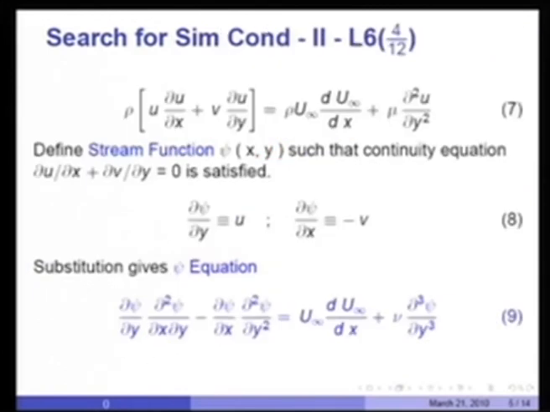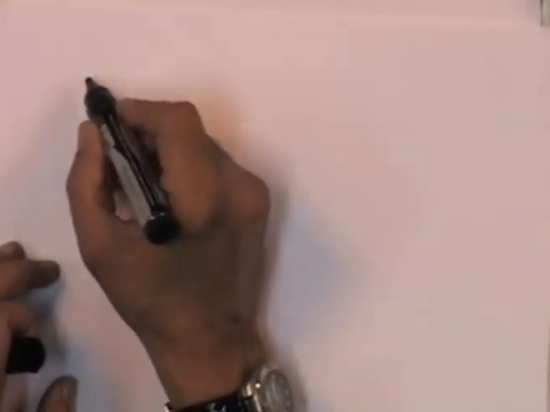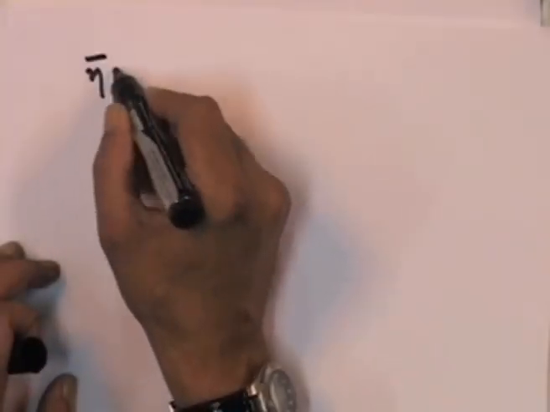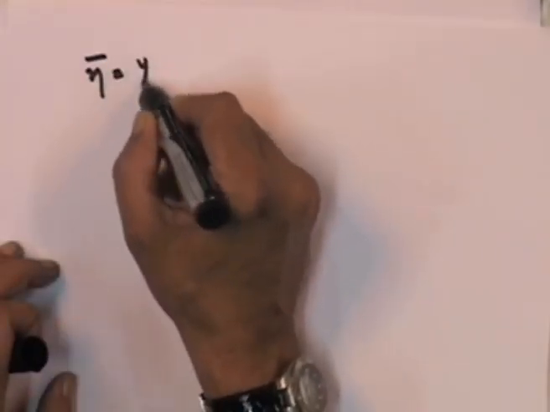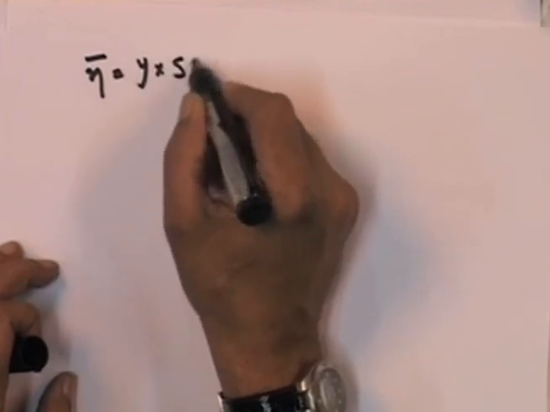So, I have written the momentum equation again: u du by dx plus v du by dy equals u infinity du infinity by dx plus mu by rho d2u by dy square. We have already introduced a variable called eta bar as y into s of x.